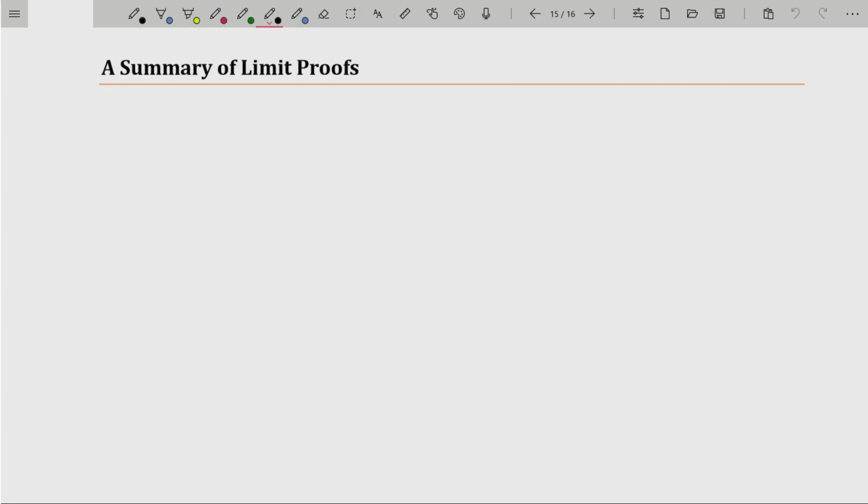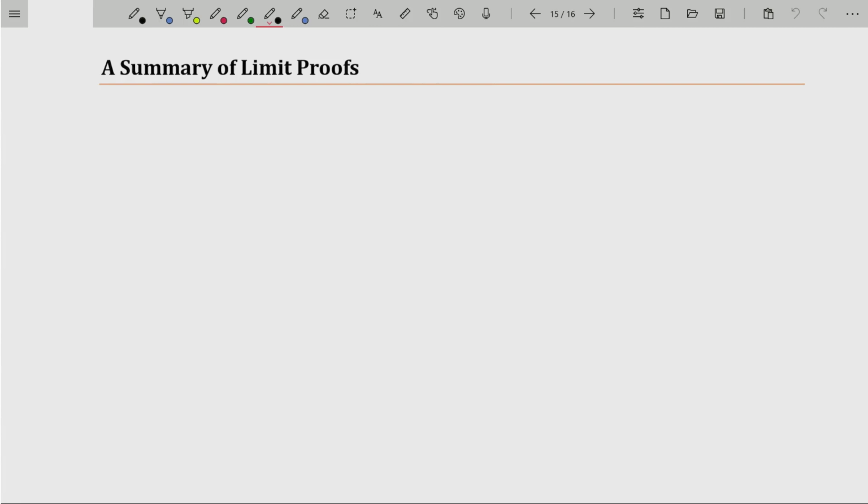Hello, my name is Roy Simpson, professor of mathematics at Cosumnes River College in Sacramento, California. And this is just a summary of all the limit proofs that you should have gone through in your differential calculus course, and kind of drawing a common thread through all of them.